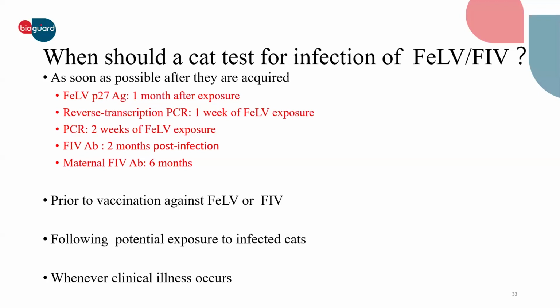it's better to do the test, but need to pay attention. Remember, the FeLV P27 antigen takes 1 month and the FIV antibody takes 2 months to develop. And test whenever clinical illness occurs.